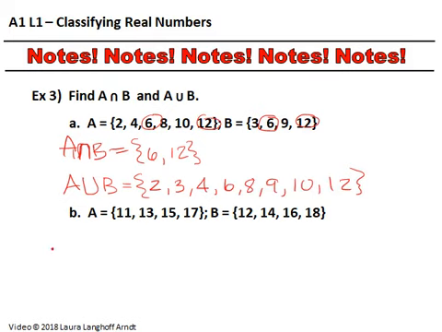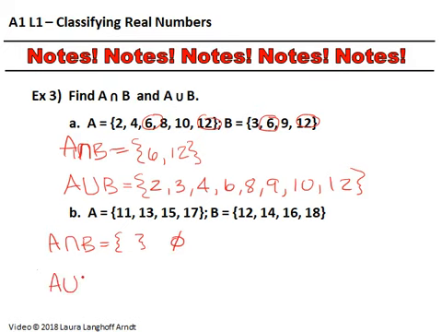Now, let's see this one. A intersection B is 11, 13, 15, 17, 12, 14. Uh-oh. They have none in common. So either I have to write that or I have to write that.